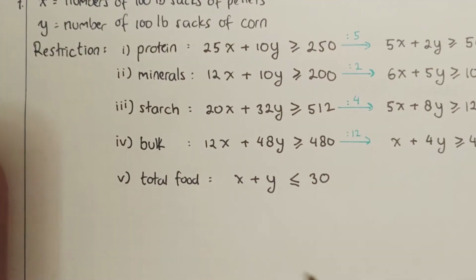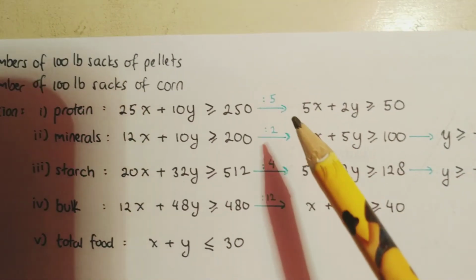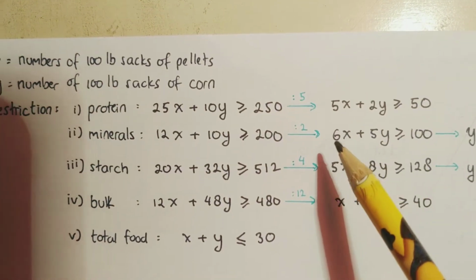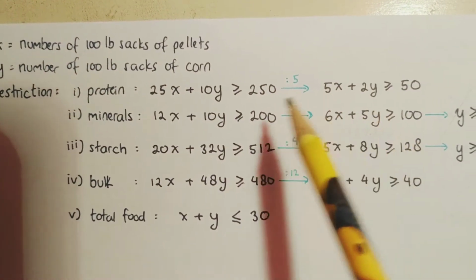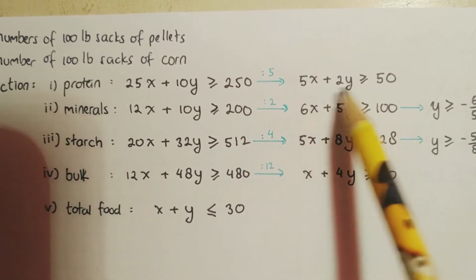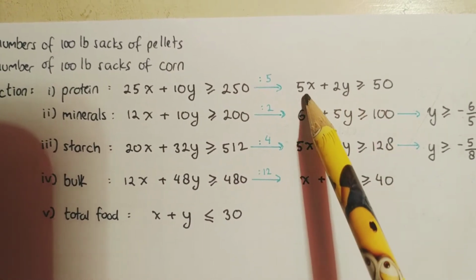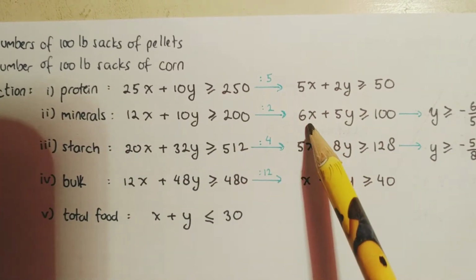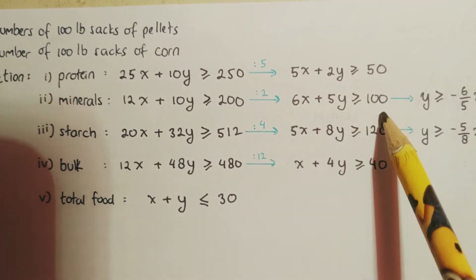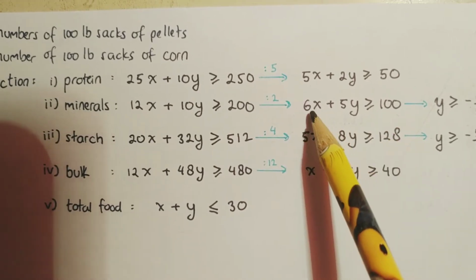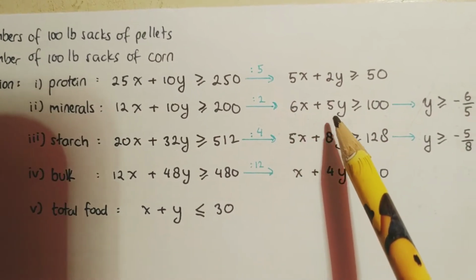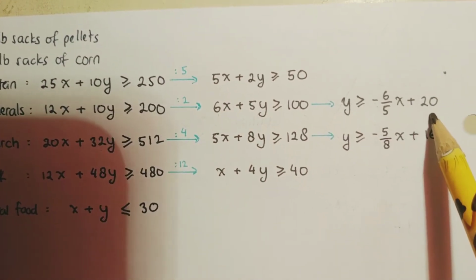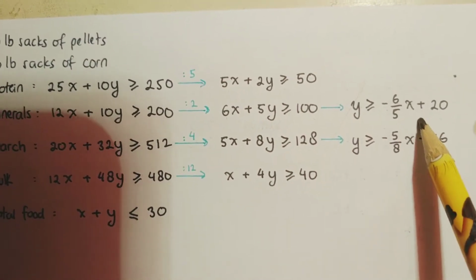Before I go further to the graph, I need to make sure whether my inequality here is good enough for me to graph directly. For this one, I think it's good enough, since I can use the x-intercept and y-intercept method. But this one is not good enough, since 100 is not divisible by 6. It means I need to convert into slope-intercept form, and this one is better. I can graph this directly, right?